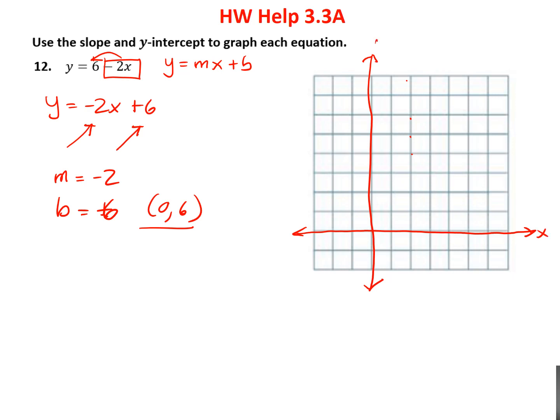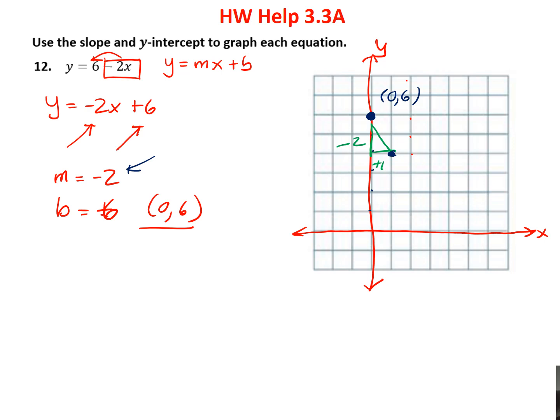And here's x and y. And now when I go 0, 6, I go 0, start here, 1, 2, 3, 4, 5, 6. There's my y-intercept, 0, 6. My slope is minus 2. So that means from this point, I'm going to go down 2 and over 1. Okay? Down 2 over 1, and that can be my second point. And so now I can draw a line.